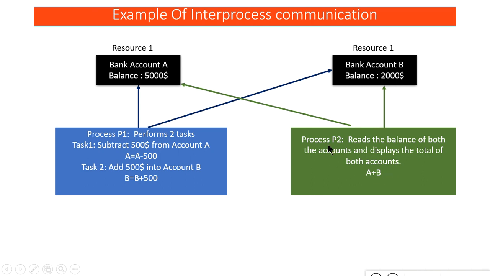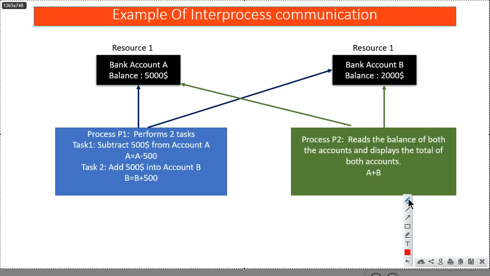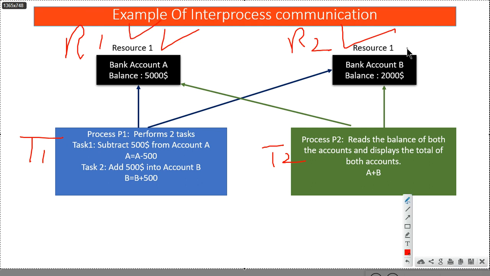So we have two processes or two threads. You can say this is thread T1 and this is thread T2, and they are competing for these resources, which can be called resource R1 and resource R2. Now T1 needs both these resources and T2 also needs both these resources.